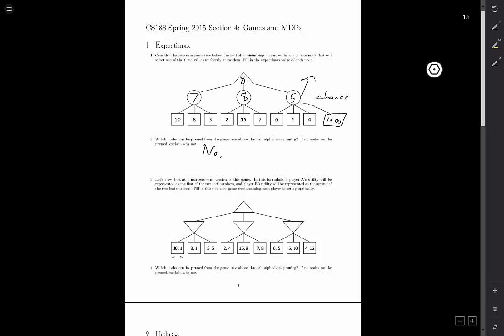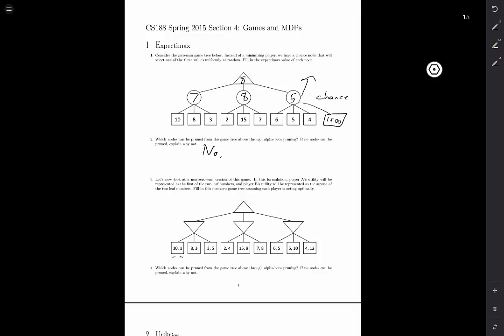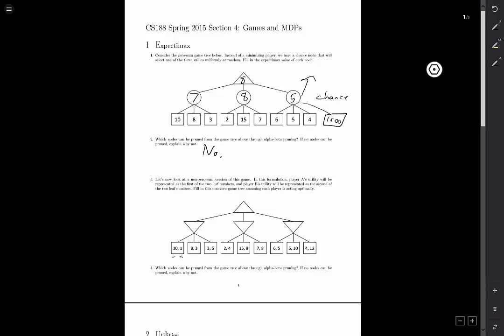So now let's fill in this non-zero-sum game tree. When we assume each player is acting optimally, we mean they're trying to maximize their utility. We start at player A, and then we go to player B. So we only need to actually look at the right values. So 1, 3, 5. We choose the 5, so that gives 3, 5. Now we go to the middle node. We look at only the right values, 4, 9, 8. We take the 9, so 15, 9.